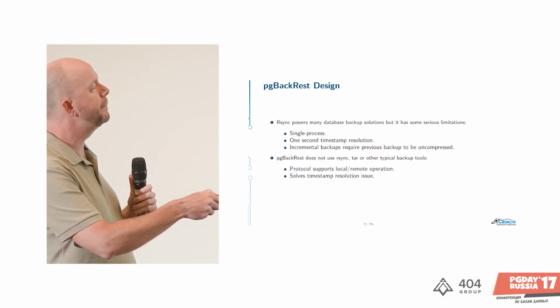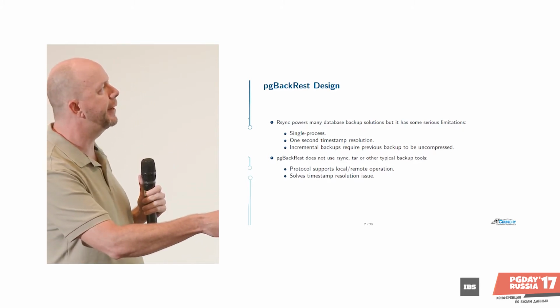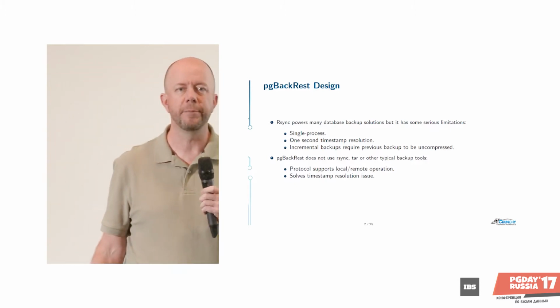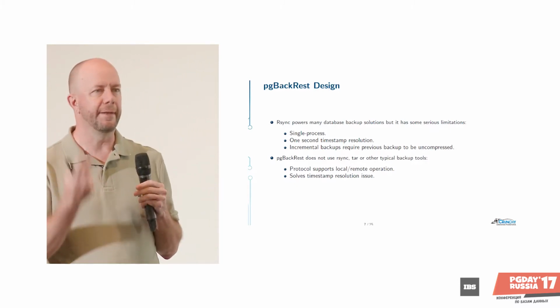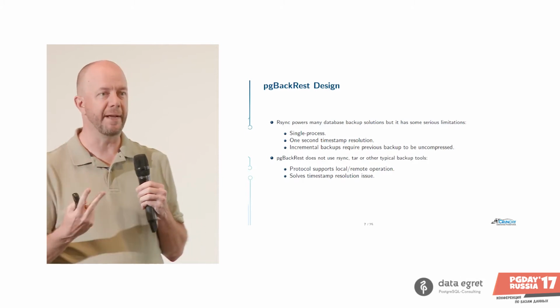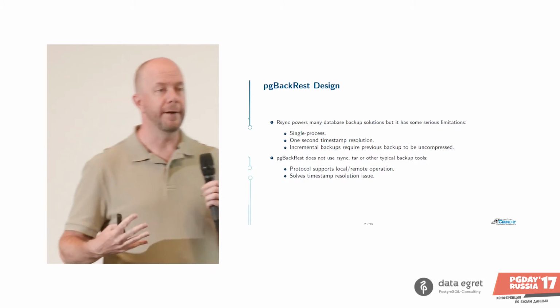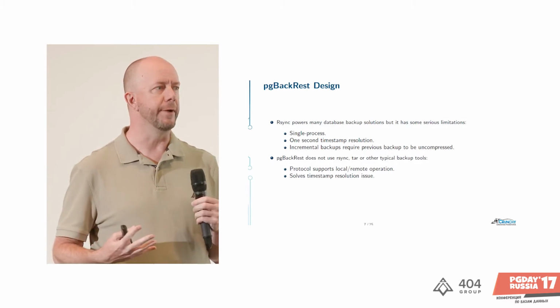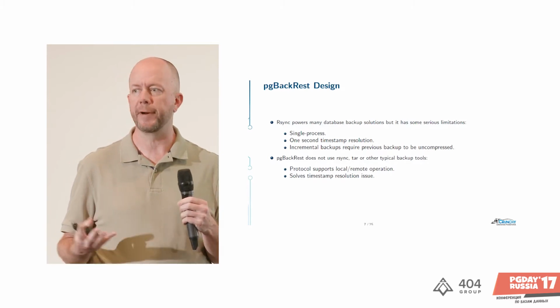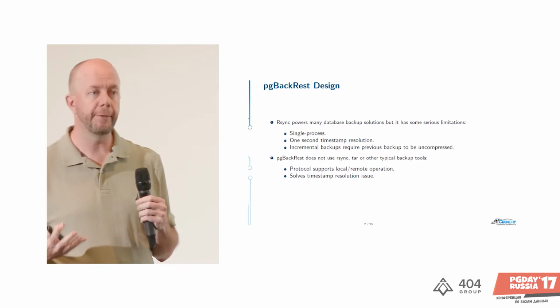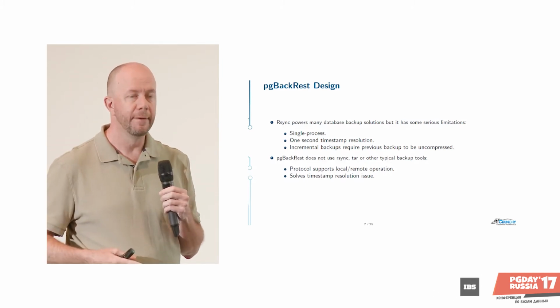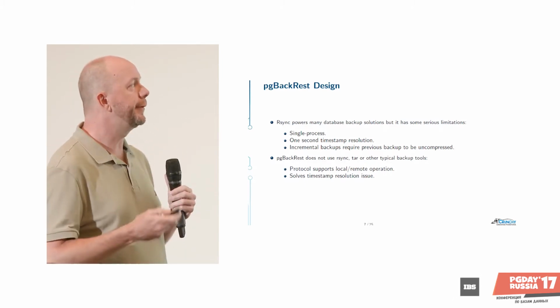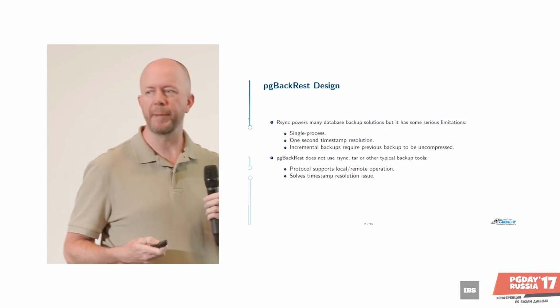The other thing is that the way incremental backups are done with rsync, it requires the previous backup to be uncompressed. So now you've got at least 2 backups that are uncompressed in your backup set. If your database is very large, 15, 20, 25, 30 terabytes, this is an extraordinary burden because database data compresses fairly well. I regularly see 75 to 80% compression. So it's just unacceptable to have uncompressed backups laying around.